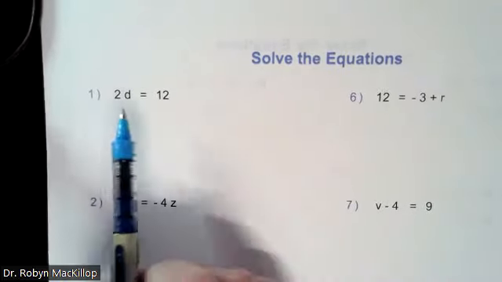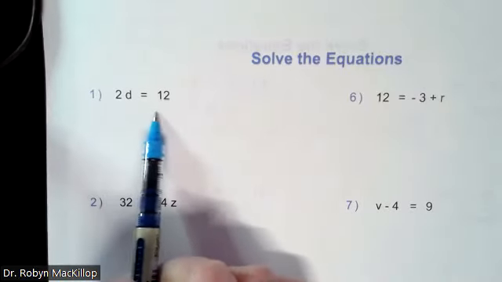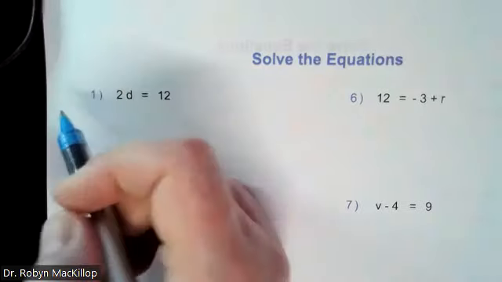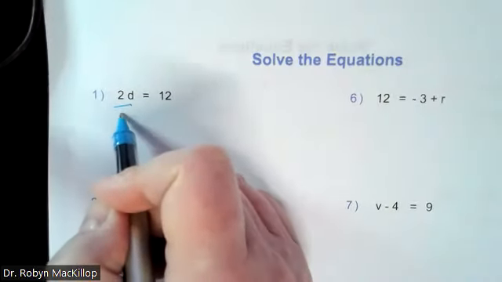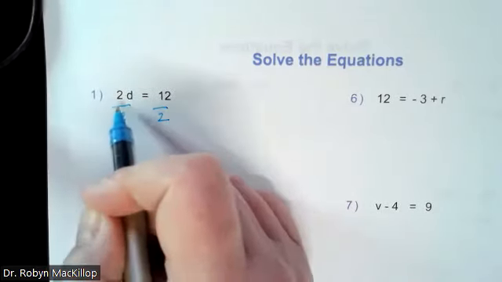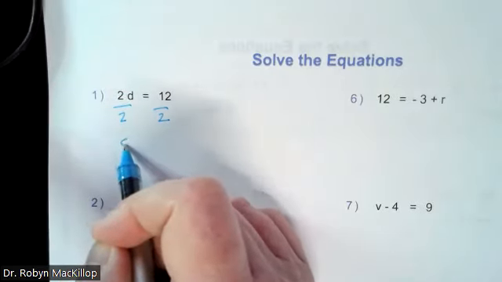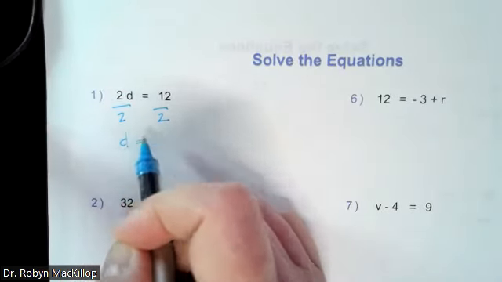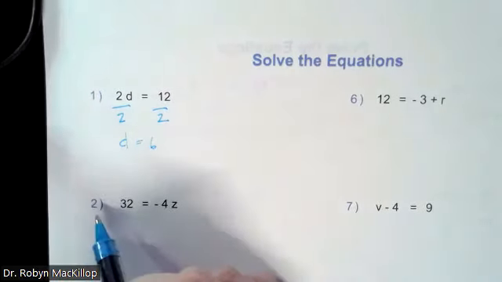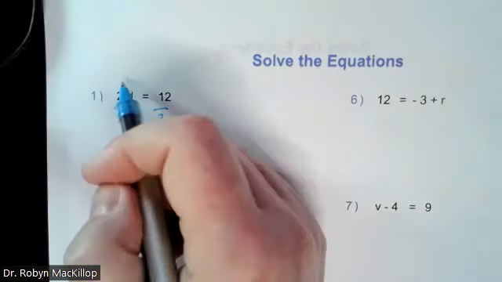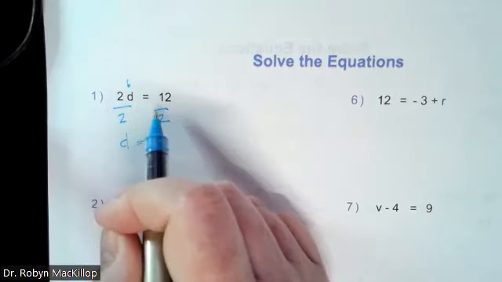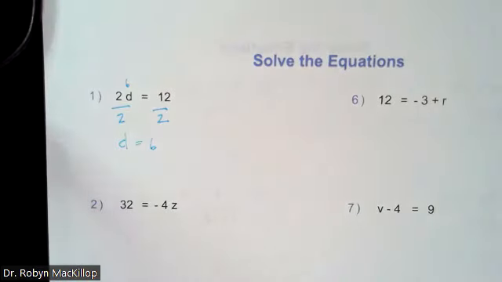All right. Here we've got 2 times D equals 12. We need to separate the 2 from the D. So we're going to divide out the 2, which means we're going to do the exact same thing on this side. 2D divided by 2 is just D. 12 divided by 2 is 6. You can check your work by taking your answer and plugging it into the variable. So 2 times 6 is 12. Did it right. Awesome.